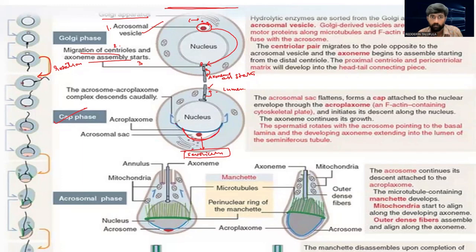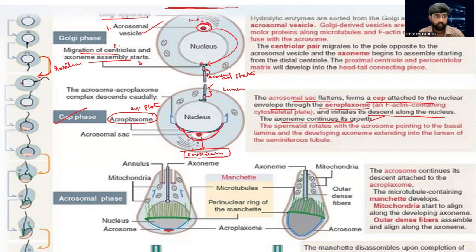And see, this is the place where the acroplaxome is. What is the acroplaxome? The acrosomal sac flattens, forms a cap attached to the nuclear envelope through the acroplaxome, an F-actin containing cytoskeletal plate, and initiates its descent along the nucleus. Next, the axoneme continues its growth. Already I mentioned it.